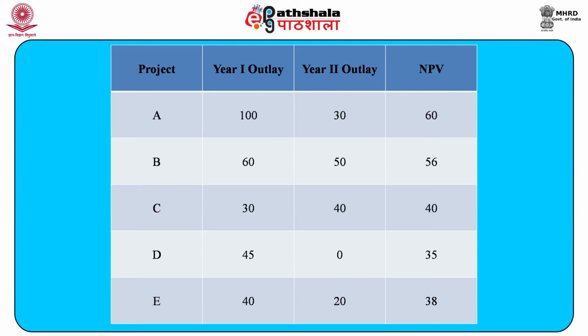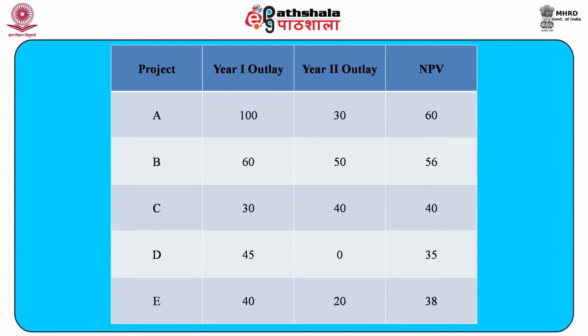For example, PQR Limited is considering the following investment proposals for the upcoming year. The values have been given in 1000. Projects A to E have been given to you column-wise. Outlay in year 1 has been given in 1000. Year 2 outlay in 1000 has been provided. Next, NPV has been given to you.